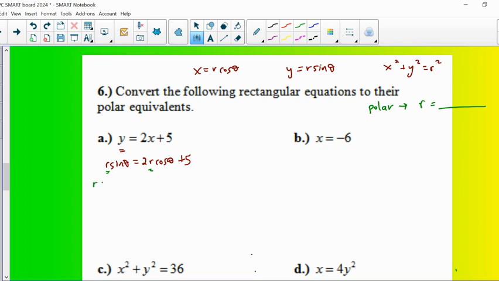So I have r sine theta. I'm going to subtract 2r cosine theta to the left, and then factor out that r. So I get this expression: r times sine theta minus 2 cosine theta is equal to 5. And then we can divide that across. So here is our polar equation: r equals 5 divided by sine of theta minus 2 cosine of theta.